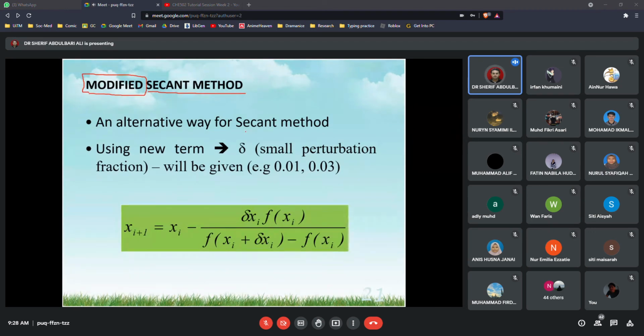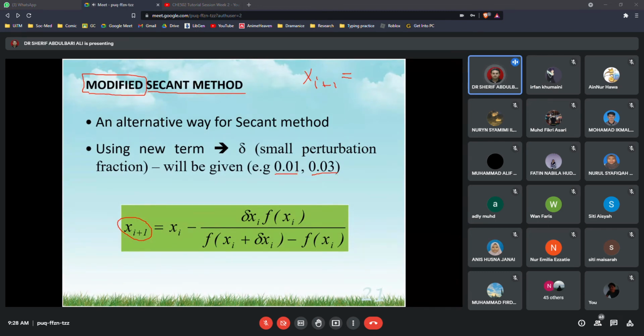What we are doing here is using the backward finite divided difference. Instead of having x i minus 1 as an initial value, we are only using a small perturbation fraction number, or a small constant value. This will help us find a new value of x i plus 1. This small constant number is going to be given in the question, for example 0.01 or 0.03.